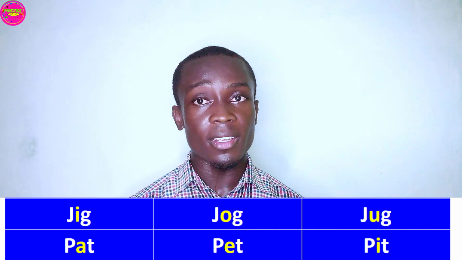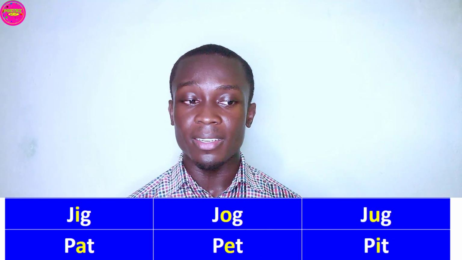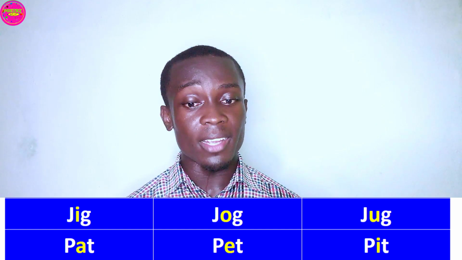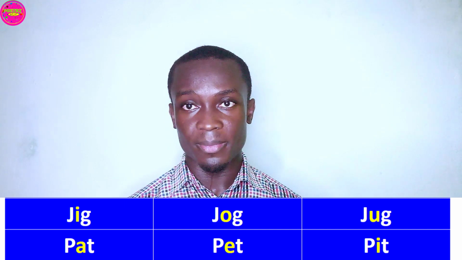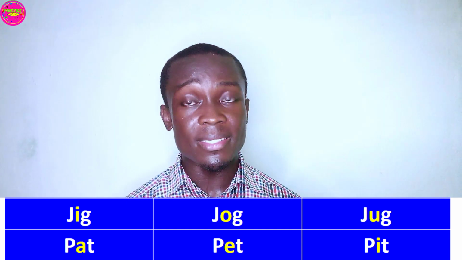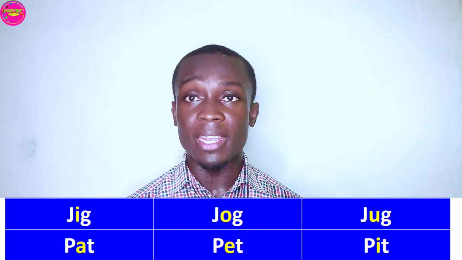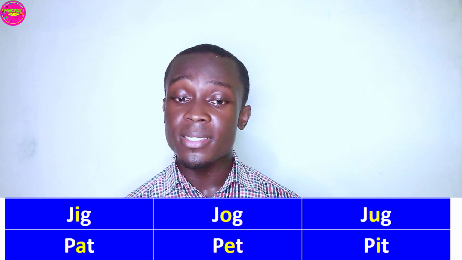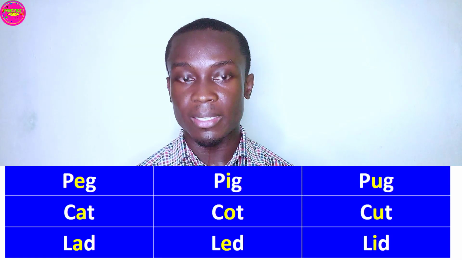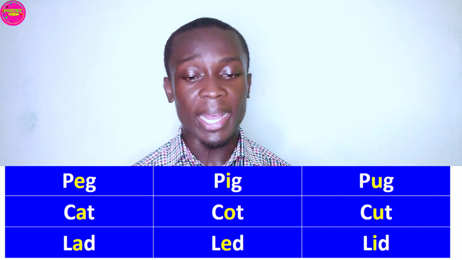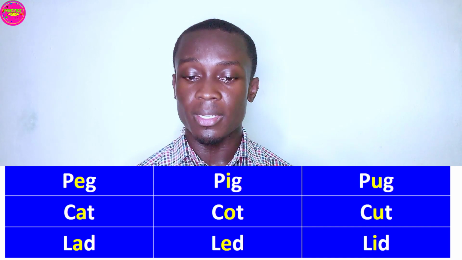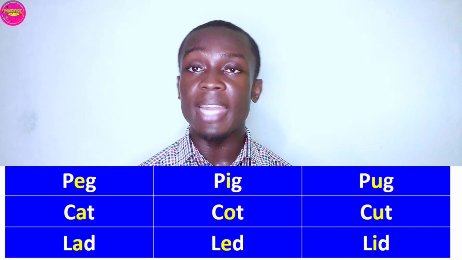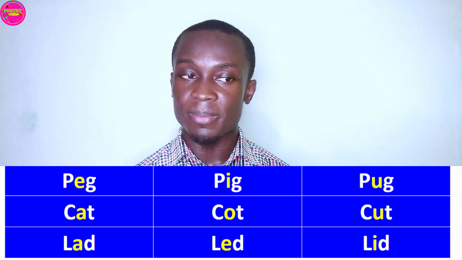We have jig, jog, jug. We have pat, pet, pit. So we have the sound A in pat, E in pet, and I in pit. Peg, pig, pug. We have cat, cot, cut. We have lad, lead, lid.